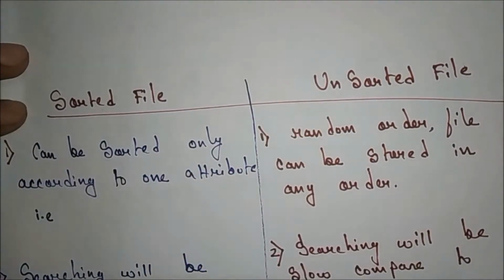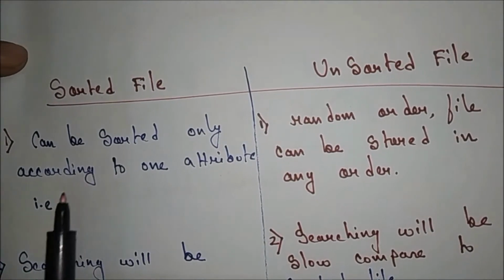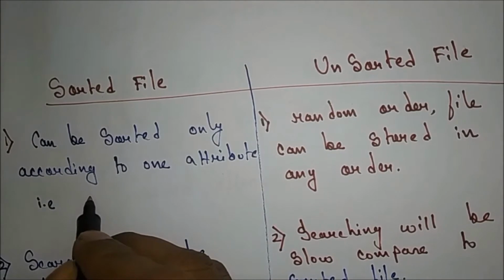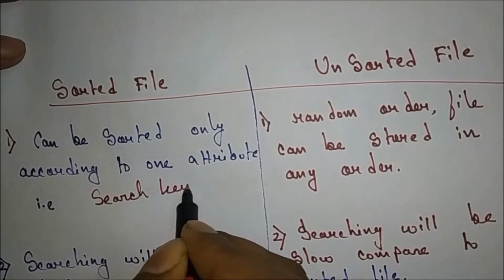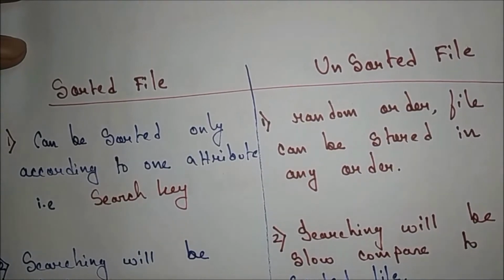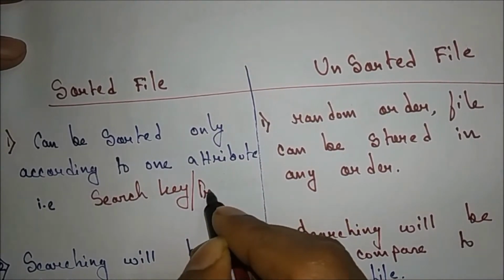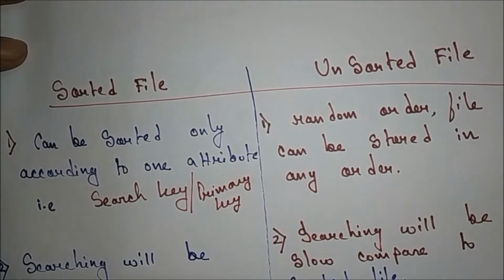Now see, the first difference: a sorted file can be sorted only according to one attribute, that is the search key, which you can also call the primary key. We have studied in DBMS what a primary key is. With the help of the primary key, we find the whole information of the student or the employee in the table. So this is the search key, or you can write primary key also. It means the table is sorted according to only one attribute.